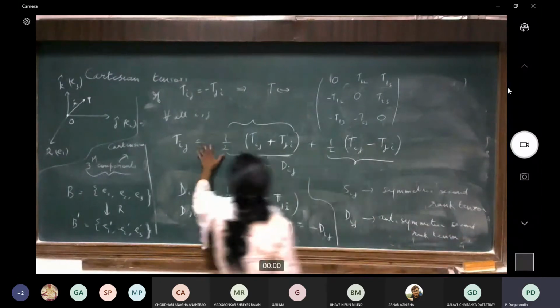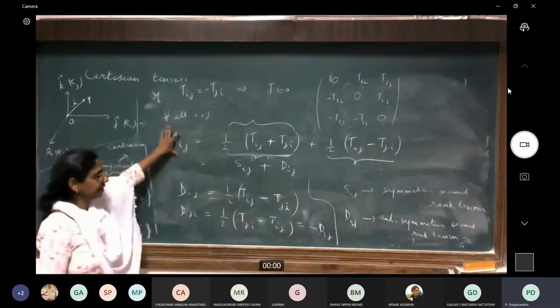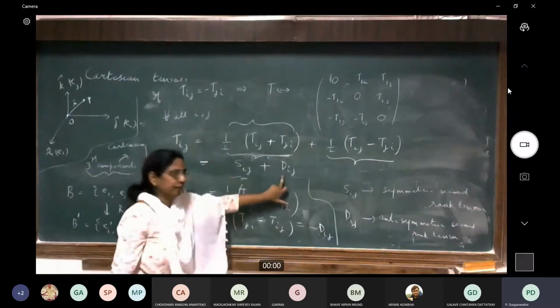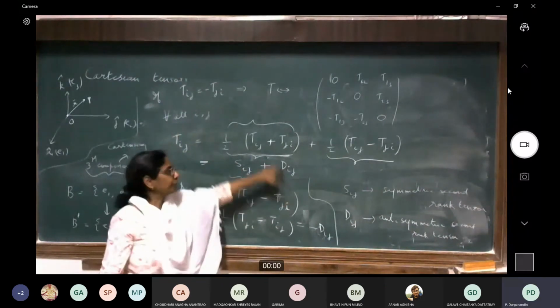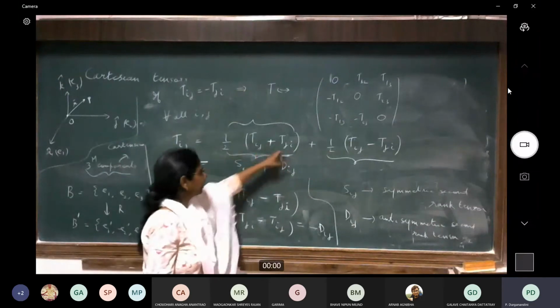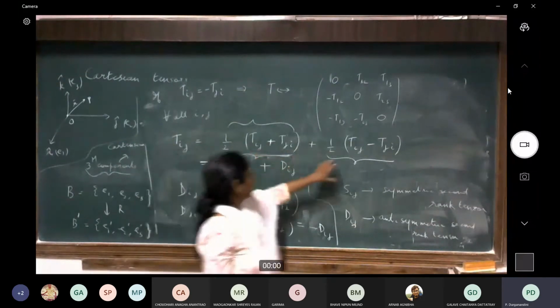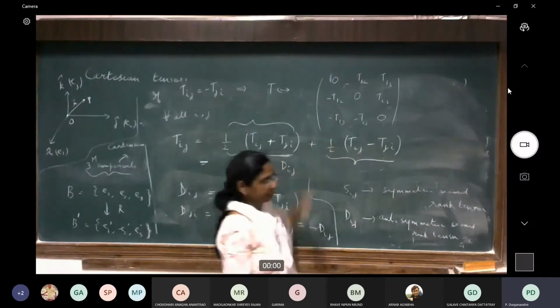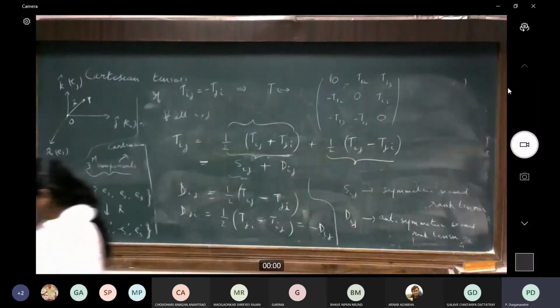So therefore what we find is that any arbitrary second rank tensor can be written as a combination of a symmetric tensor and an antisymmetric tensor by using this. So I add Tij plus Tji, that will give you the symmetric part of it, and the antisymmetric part will come from Tij minus Tji, and they will be divided by 2 just so that it gives the same combination.